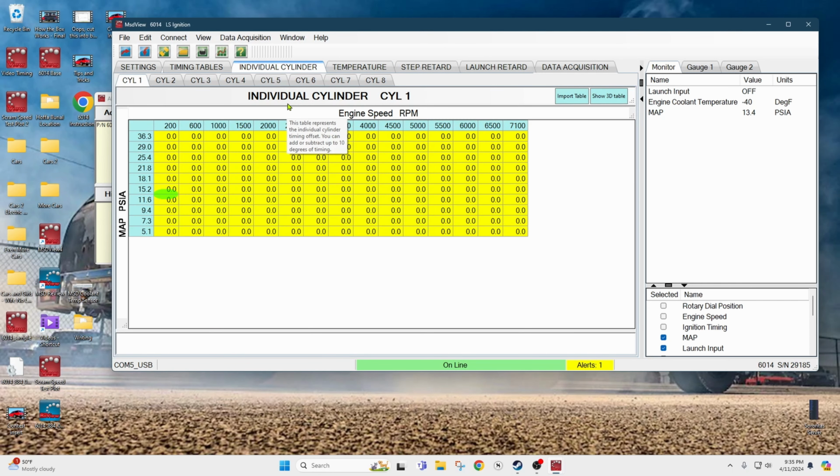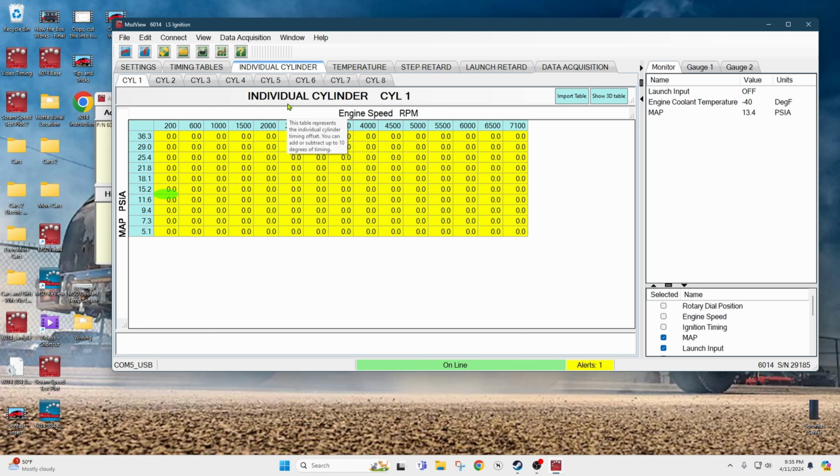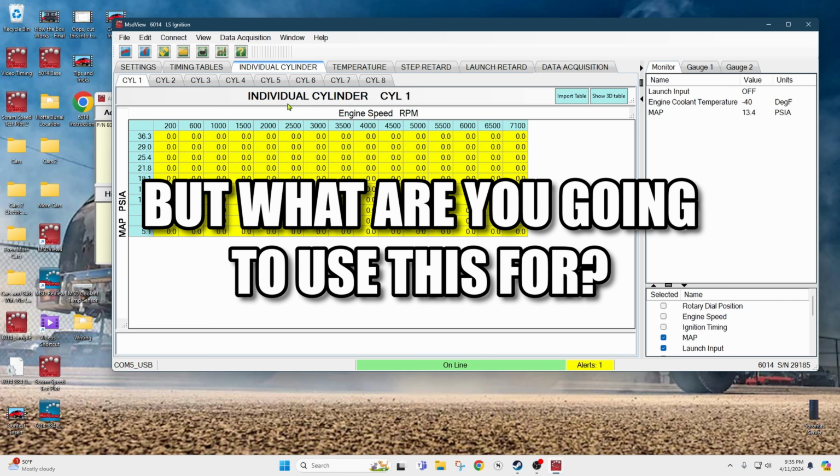The next thing over is your individual cylinder timing. Individual cylinder timing is not something that carbureted guys have ever had much exposure to or ability to do. Of course, we've got cool coil-near-plug with the LS, and a really neat crank trigger and cam sensor and all that jazz. So we've got individual coils, so it's a pretty easy matter for the computer to change the timing in the individual cylinders. But what are you going to use this for?